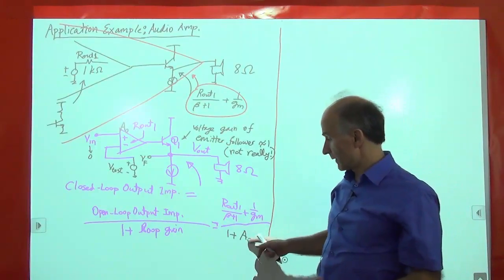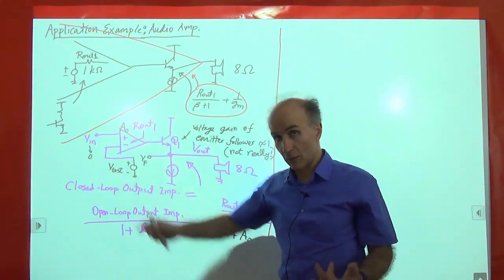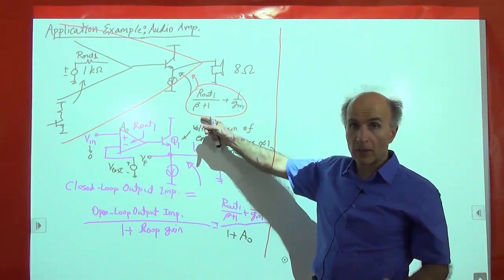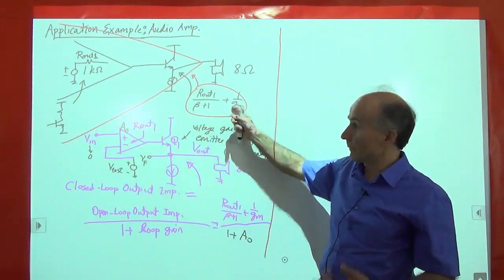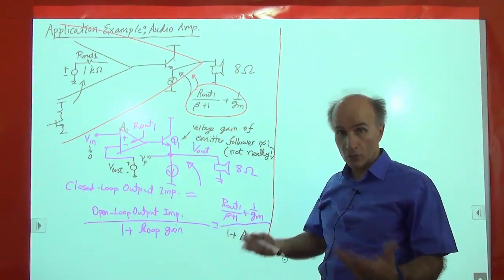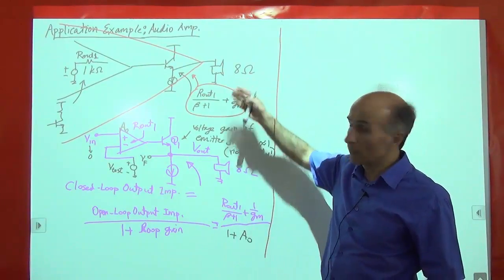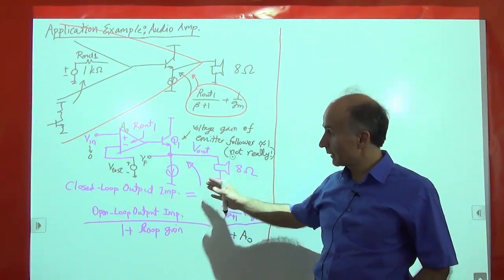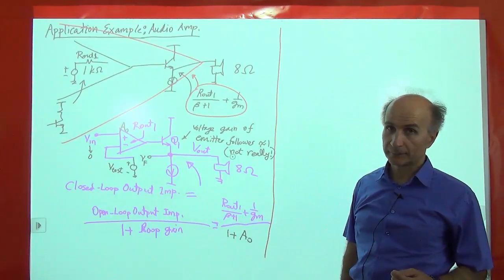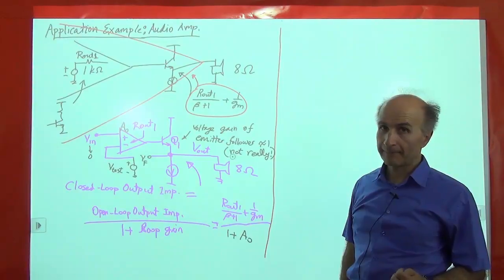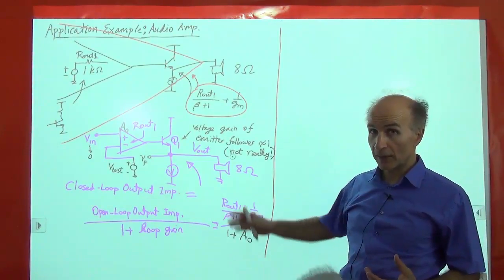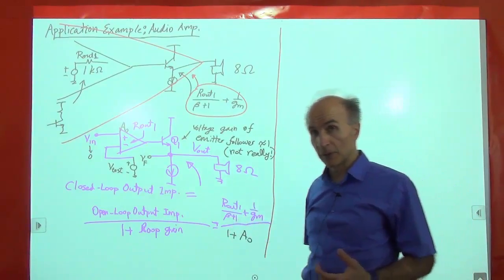So for example, if A0 is 100, if this op-amp has a gain of 100, then we add 1 kilo ohm divided by 110 ohms plus some amount, and this whole thing is now divided by another factor of 100. So it can be much smaller than 8 ohms so that we can drive the speaker without significant signal attenuation. All right? So this is an example of how we build an audio amplifier to be able to drive these low impedance speakers.